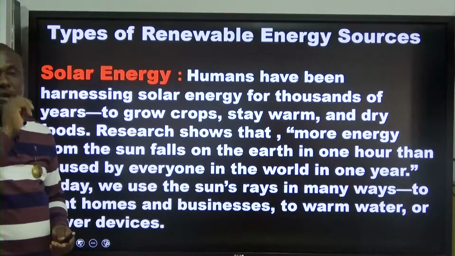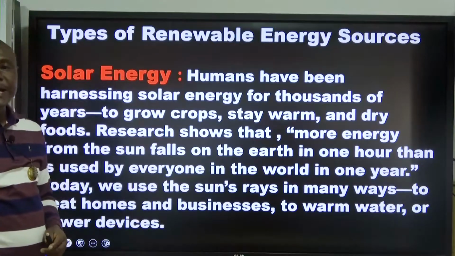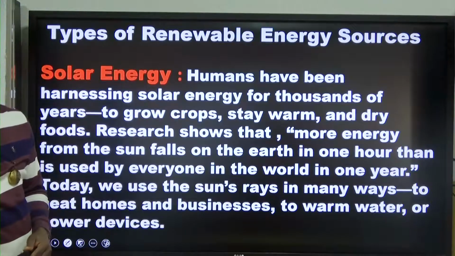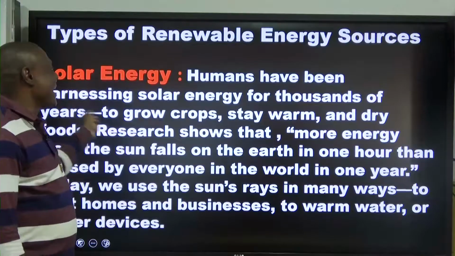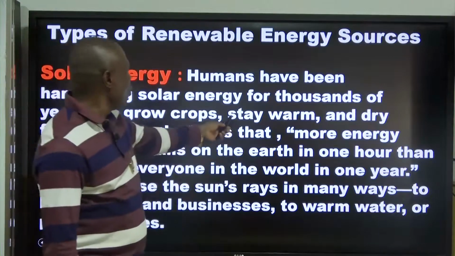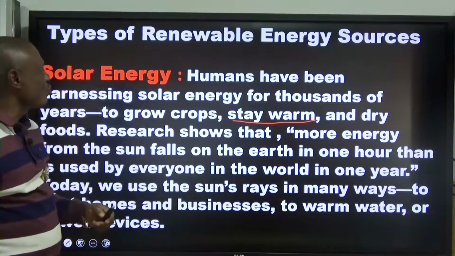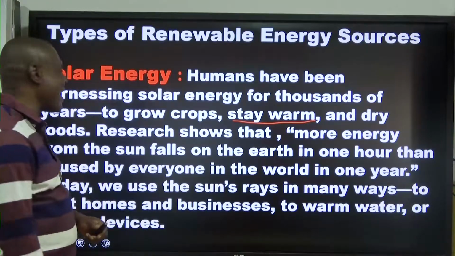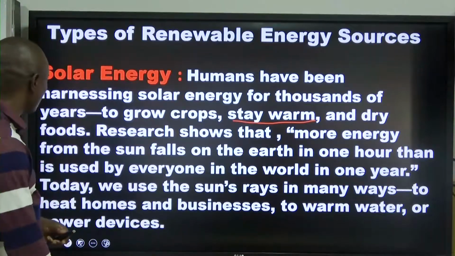Let us look at types of renewable energy. The solar energy. Right from the beginning, even before now, we know that human beings have been harnessing solar energy. Solar energy has always been used to keep us warm. It has always been used in our environment to dry foodstuffs, dry our clothes, and also dry the environment, keeping the environment sanitized. That is solar energy.